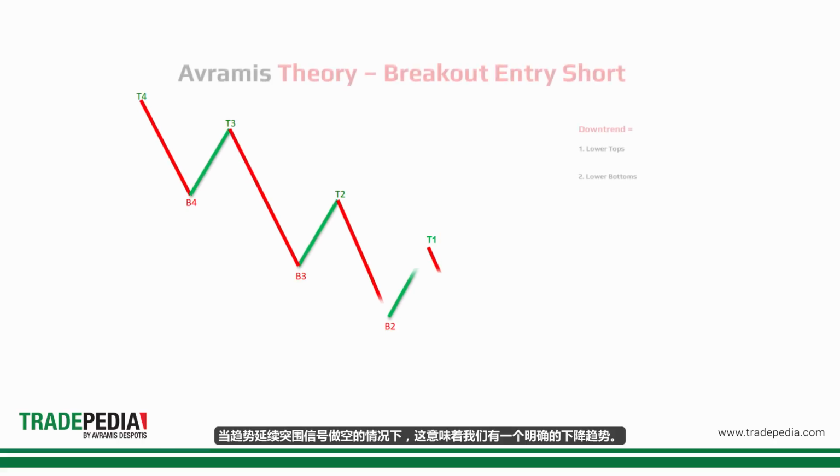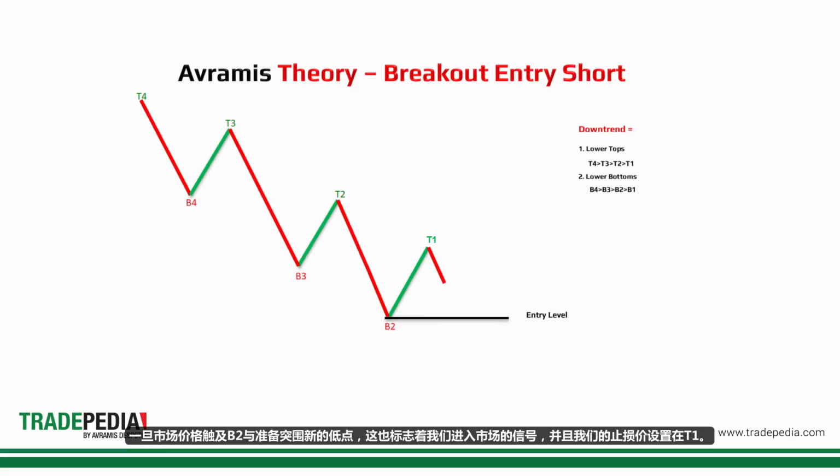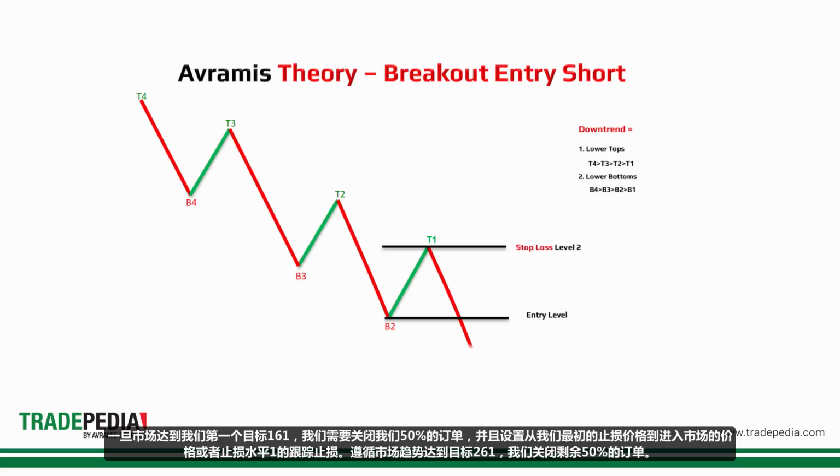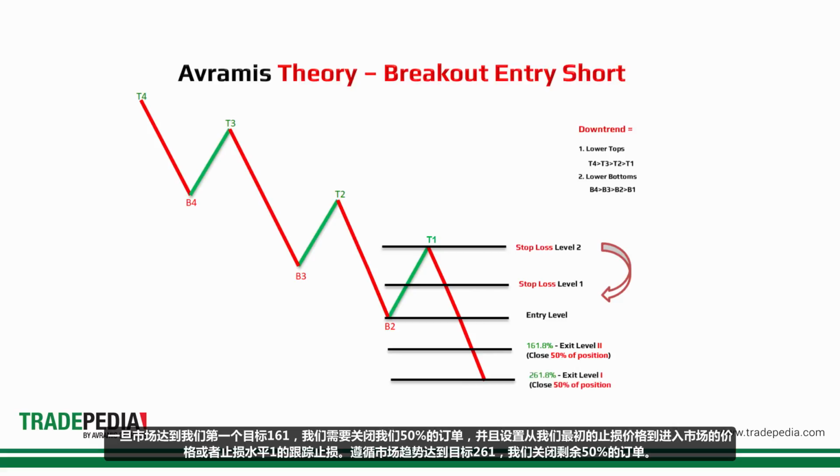In the case of a trend continuation breakout signal to go short, it would mean that we have a confirmed downtrend in place. Now, once the market approaches the level of B2 and prepares to break out to a new low, that also signals our entry level into the market, with our stop loss placed above the previous top outlined at T1. Now, once the market gets to our first outlined target at 161, we close 50% of the position and trail our stop loss from the original stop loss level down to either the entry level or stop loss level 1. And from there, allow the trade to reach the 261 level, where we close the remaining 50% of the position.